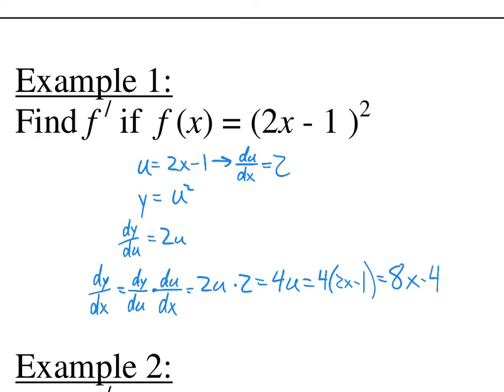So, yes? From the dy over du times du over dx, why didn't you include denominators? Or you're not necessarily plugging into a formula? Well, they're not really denominators. These are the derivative of y with respect to u, which we found was equal to 2u. And the derivative of u with respect to x, we said equals 2. Okay, that's okay. We're getting used to the notation here too.